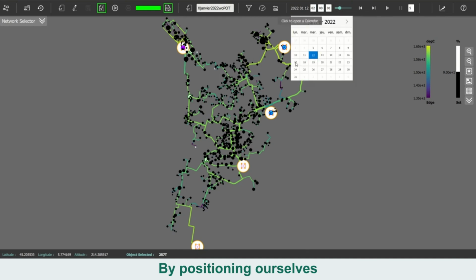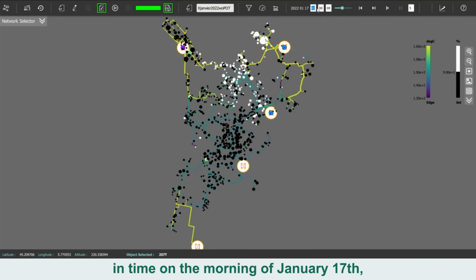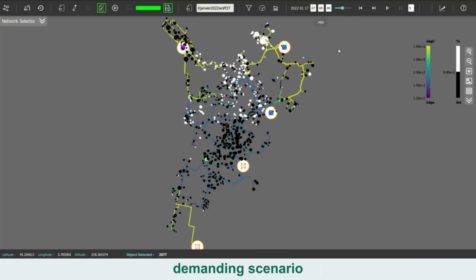By positioning ourselves in time on the morning of January 17th, which is the moment of the most demanding scenario for the network, we can observe the distribution of all consumers who are affected by the unavailability of the Poterne production site. The consumers affected are located close to Poterne, but quite far from the Villeneuve power plant, which is unable to deliver the required temperature.